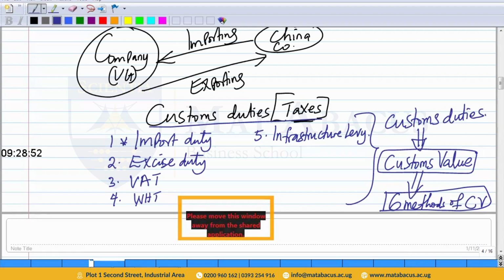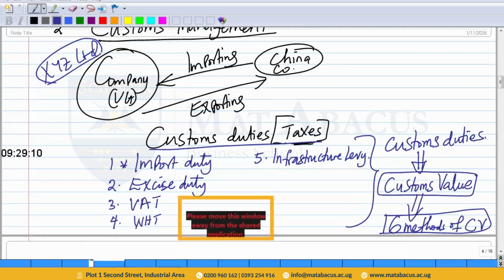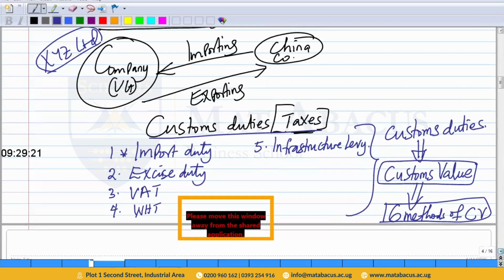They may give you a scenario, the exam will be in a scenario, like the one I have given you, that XYZ Limited is importing computers from China and has paid this. Along the way, it has done the clearing, has done this, has done this, up to the goods have reached the port of Mombasa, and then what is the customs duty to be paid? So we shall look at that.